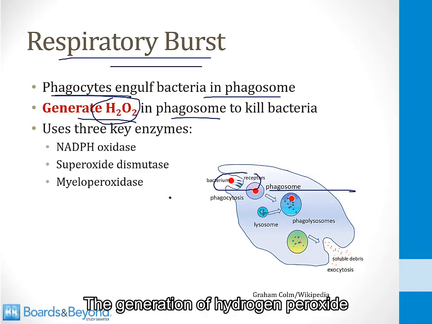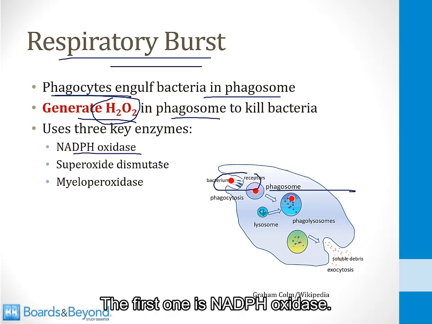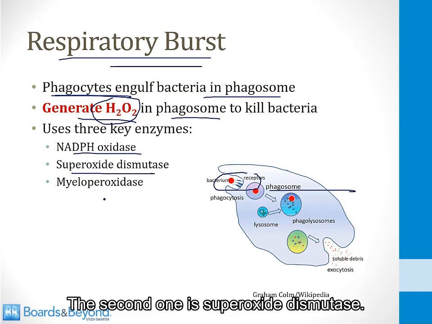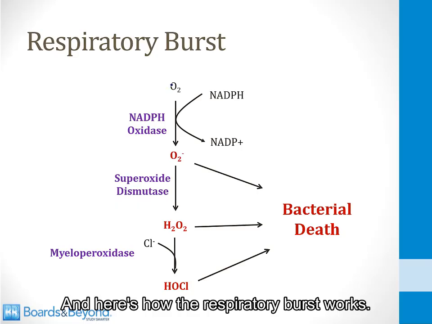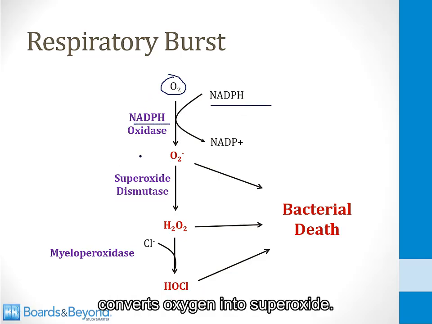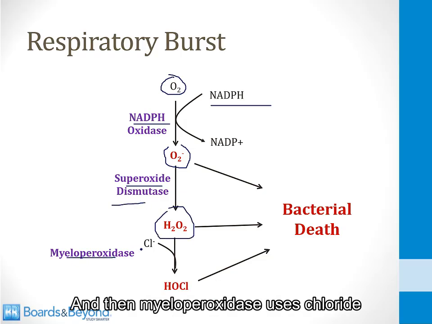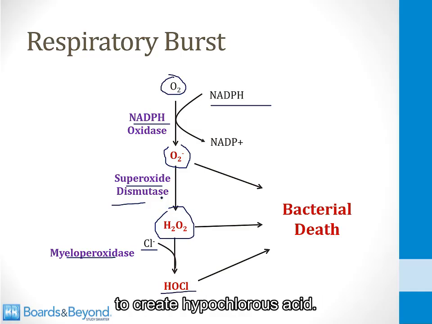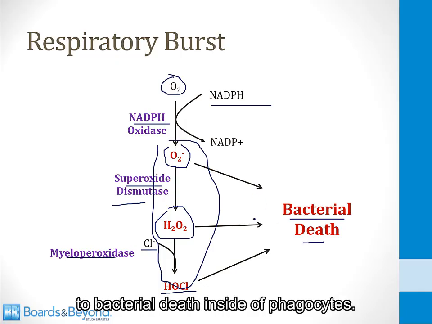The generation of hydrogen peroxide by the respiratory burst requires three key enzymes. The first one is NADPH oxidase, the second one is superoxide dismutase, and the last one is myeloperoxidase. And here's how the respiratory burst works. Phagocytes begin with oxygen. The enzyme NADPH oxidase, an enzyme which requires NADPH, converts oxygen into superoxide. Then superoxide dismutase synthesizes hydrogen peroxide, and then myeloperoxidase uses chloride to create hypochlorous acid. And all of these substances contribute to bacterial death inside of phagocytes.